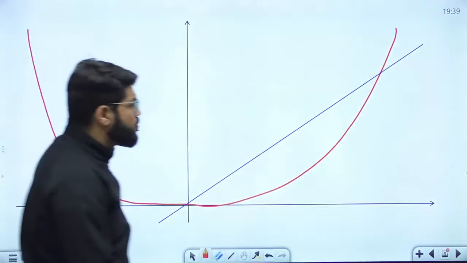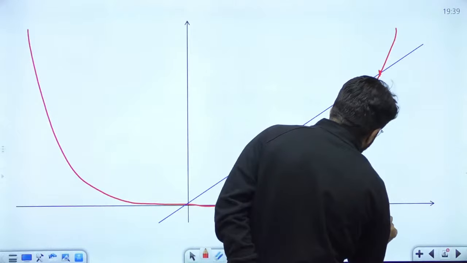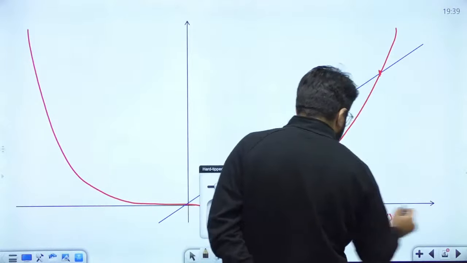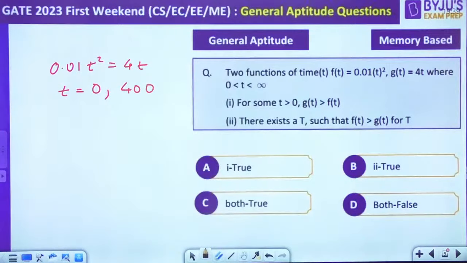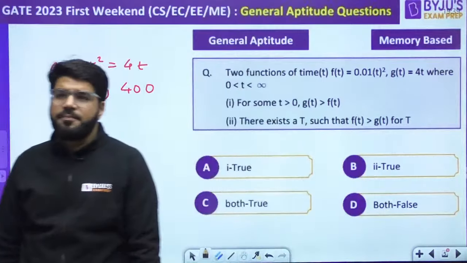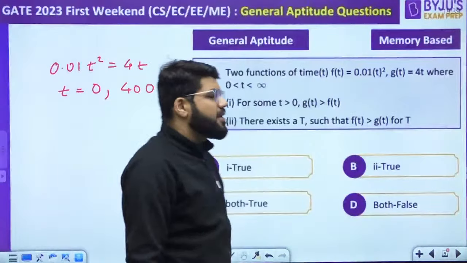So they intersect at these 2 points. So this is t equal to the 400. Clear, everybody? This is the t equal to the 400. So for some t greater than 0, gt is greater than the ft. gt is greater than ft.